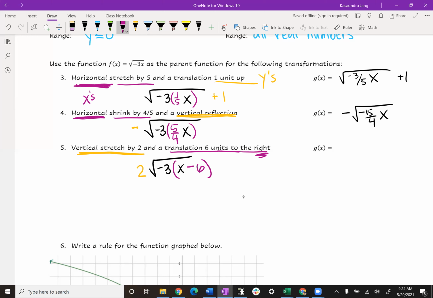So I translated 6 units to the right, and I will simplify this a little bit. If I distribute my negative 3, that gives me a negative 3x plus 18 all under my square root. And I've got the 2 out front. Okay.